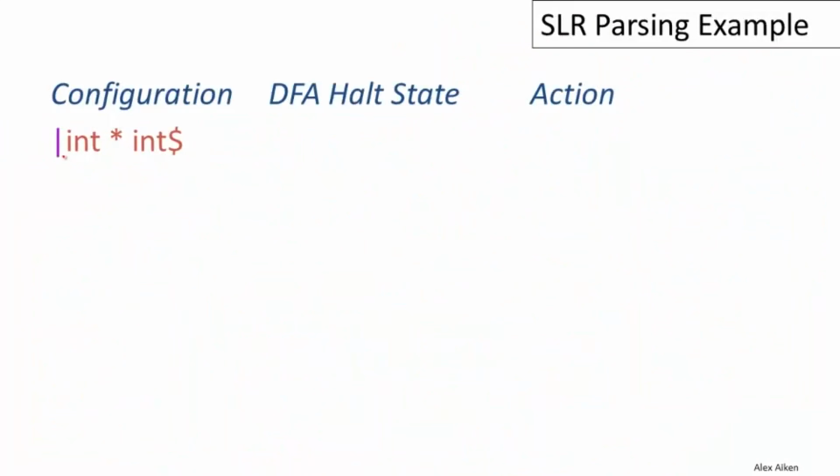So let's take a look at what happens when we parse the input int times int. Just to review, we've appended $ here to the end to indicate where the end of the input occurs. That's just an end of input marker. And because this is the beginning of the parse, we haven't seen any input yet, and so the vertical bar is all the way at the left-hand side of the input.